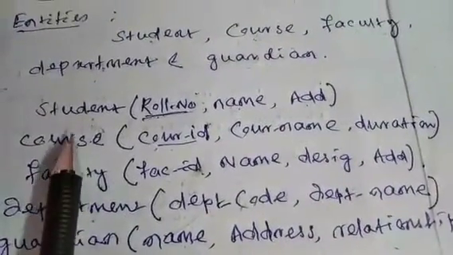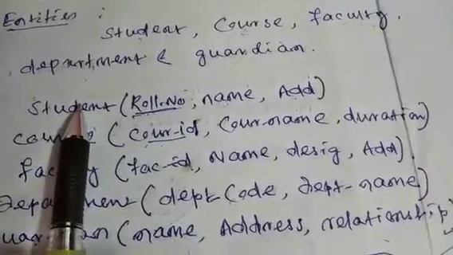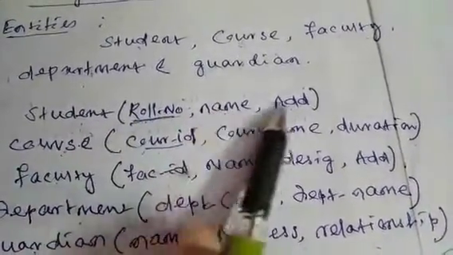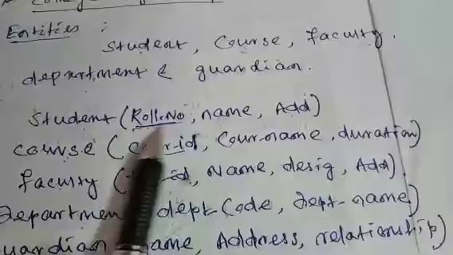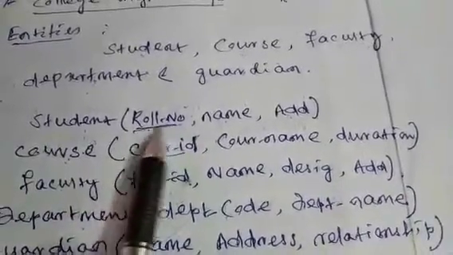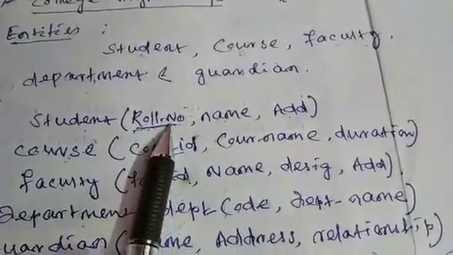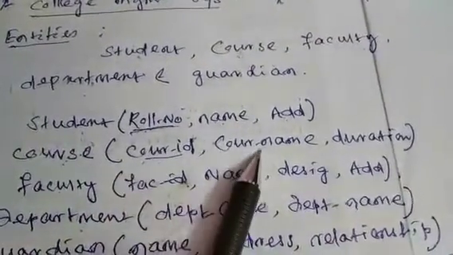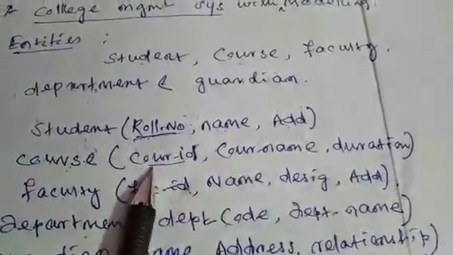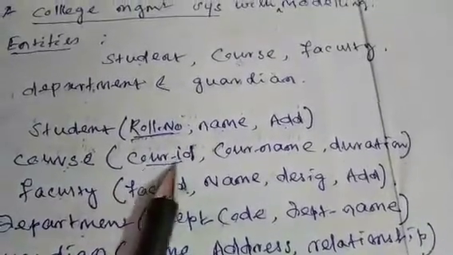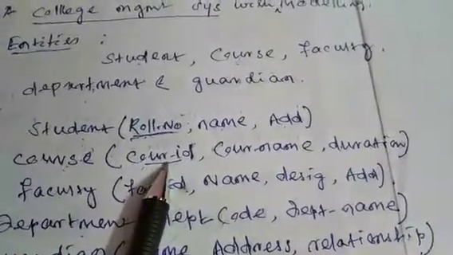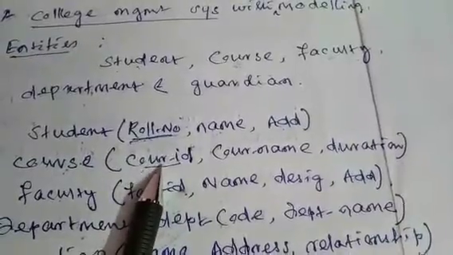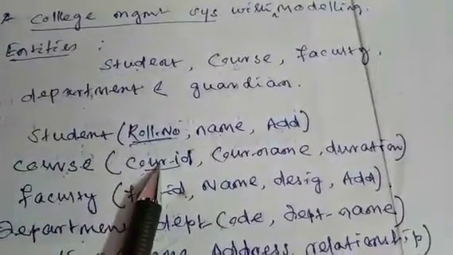A student has attributes like roll number, name, and address. Here roll number is considered as the primary key, which cannot be duplicated. Similarly, course has attributes like course ID, course name, and duration, and course ID is considered as the primary key. This is a universal identifier. This cannot be duplicated. This course ID must be unique.